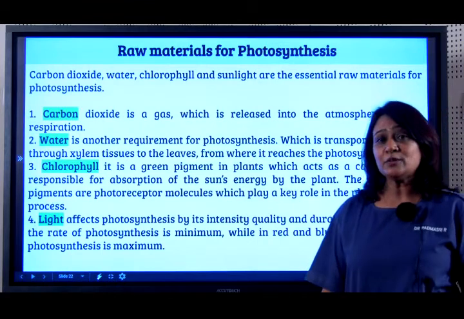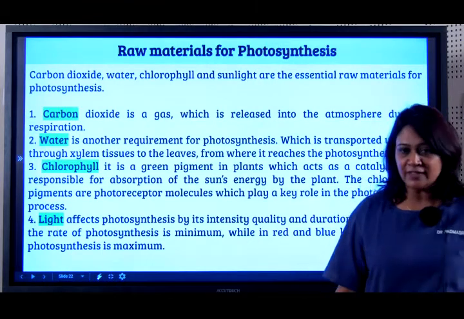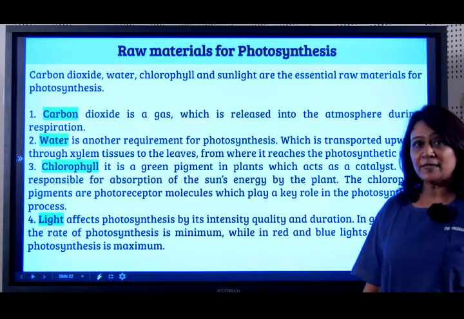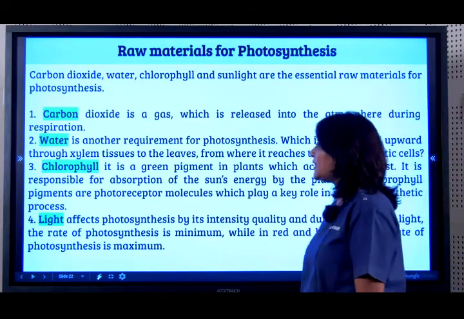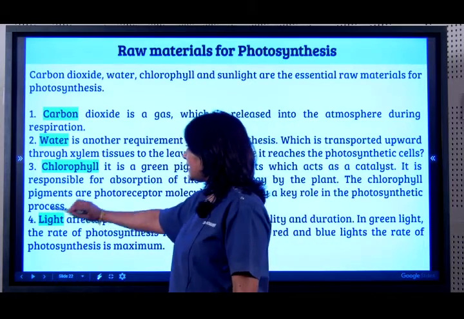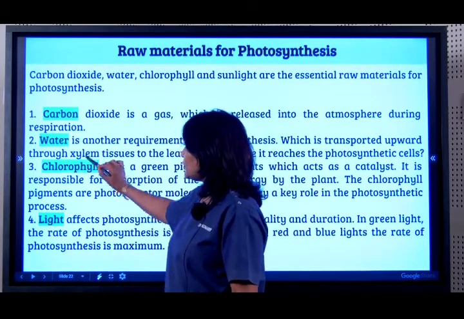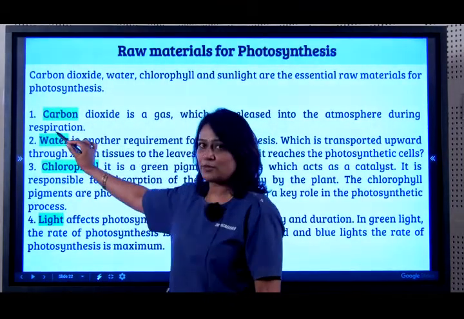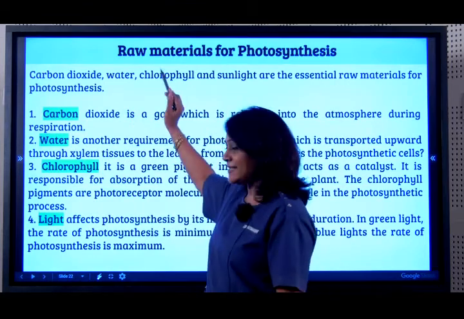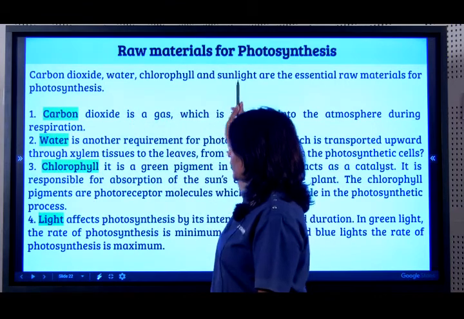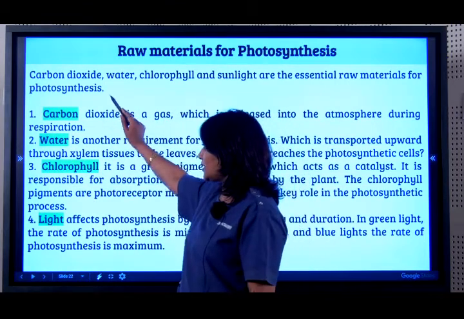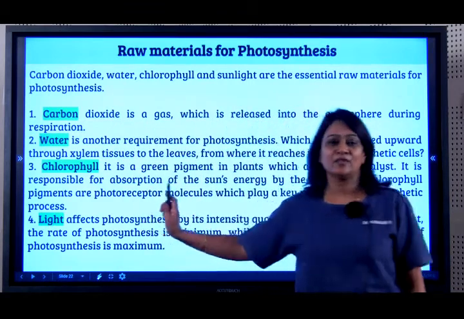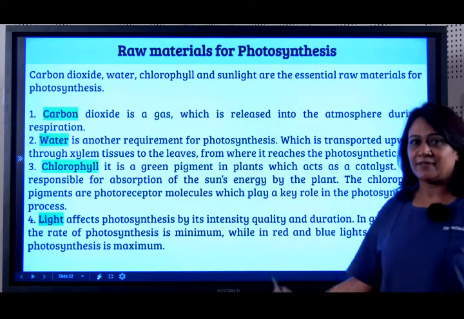Another question which can frequently come for you children is the raw materials which are required for photosynthesis. Remember the light reaction and the dark reaction. In the light reaction you require sunlight and water in the presence of chlorophyll, and in the dark reaction you have carbon dioxide which is broken down to carbohydrates. So let's list that out. What are the raw materials required for photosynthesis? Carbon dioxide, water, chlorophyll and light. These four things, don't forget.